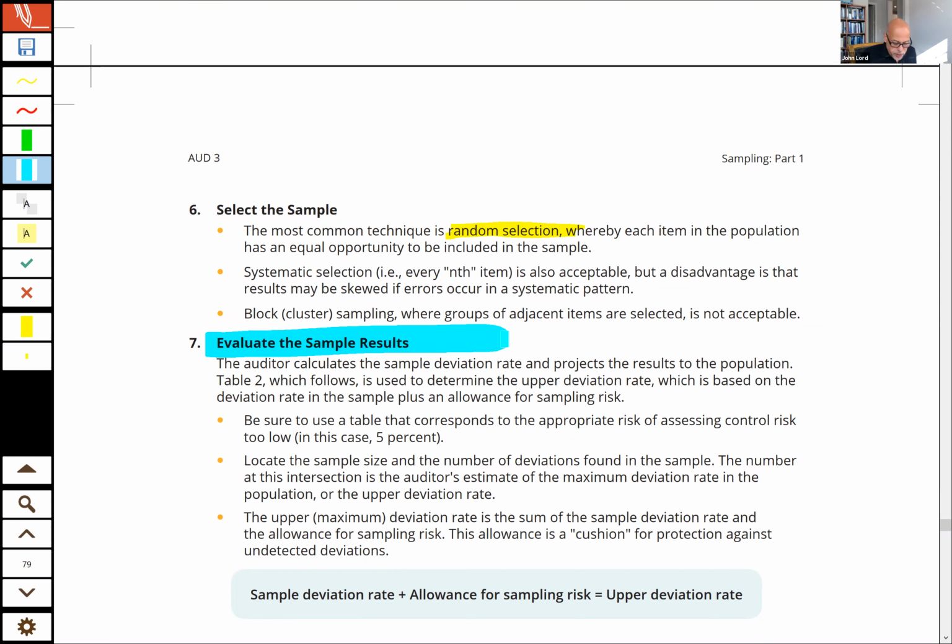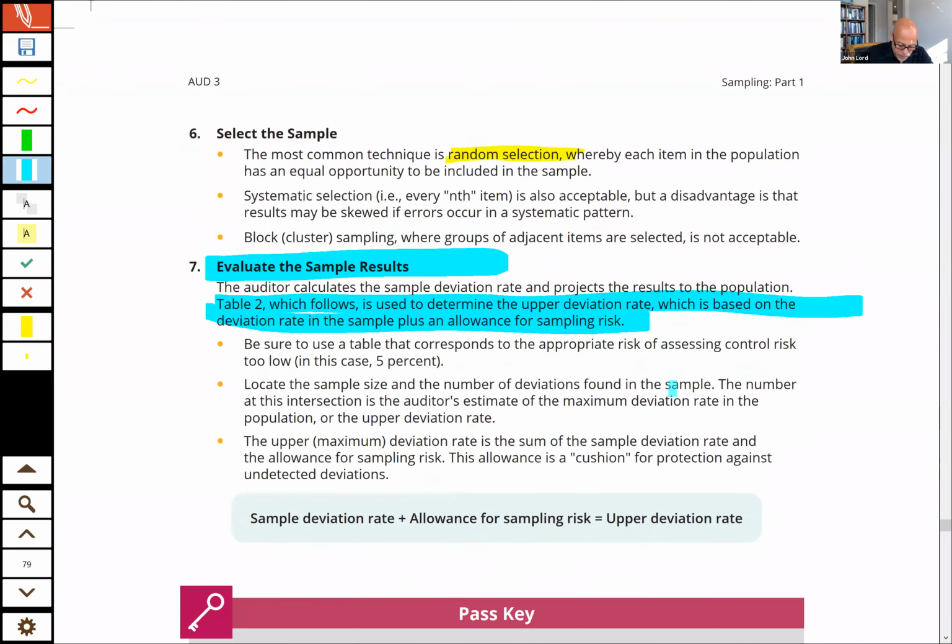Now, they give us some rules here, some reminders for evaluating the sample, and we're going to use table 2 on the next page, we'll come to that in a minute, to look and determine something called the upper deviation rate. Now, when you look, make sure that you evaluate the sample on the 5% table. If they tell you that the sample size was determined at the 95% confidence level at the 5% risk of assessing control risk too low, when you go to the evaluation table, you have to make sure and use the 5% table, okay? Locate the sample size and number of deviations found in the sample, and the number at the intersection is something called the upper deviation rate, okay?